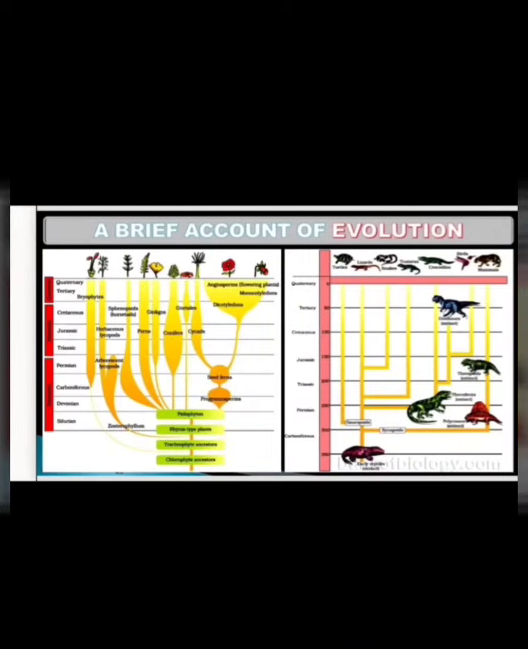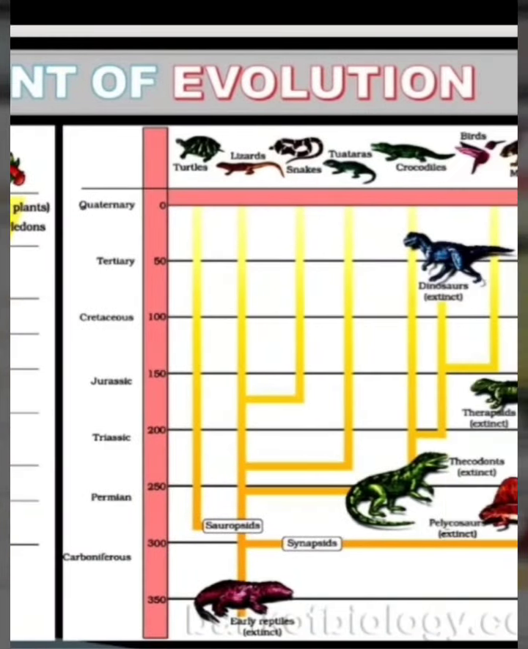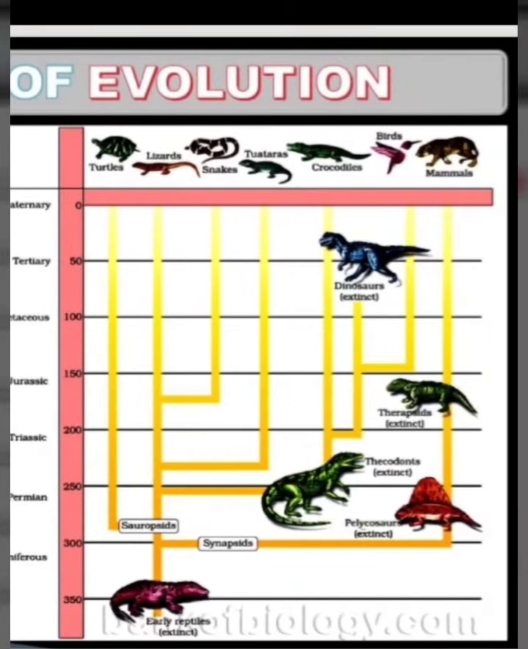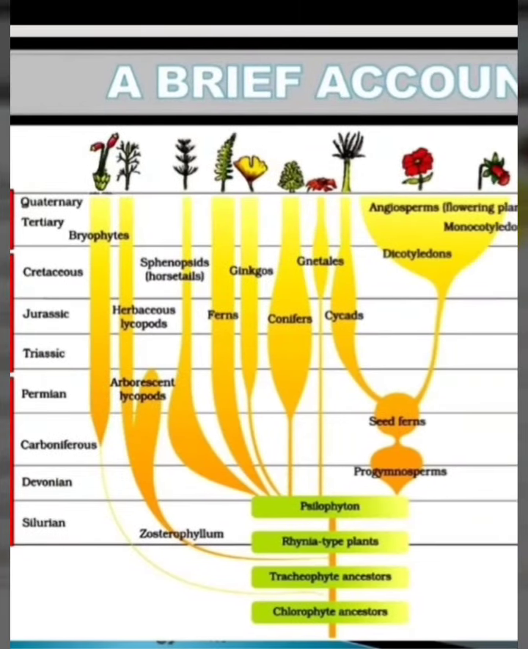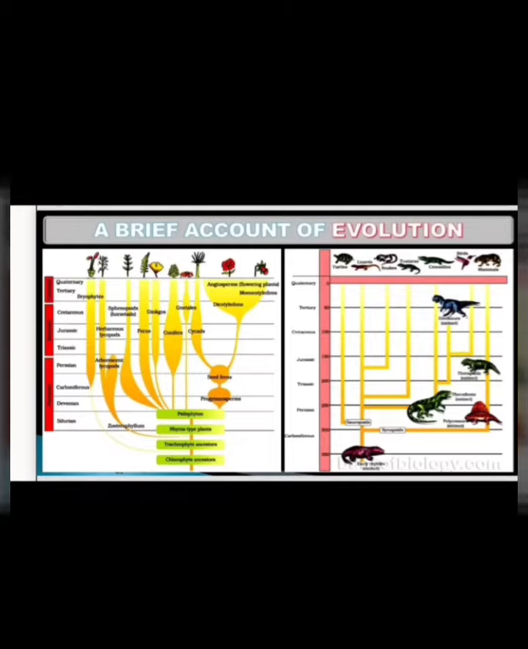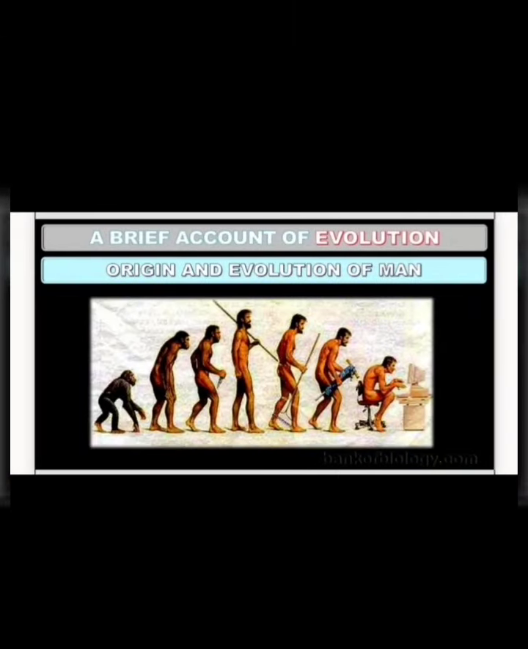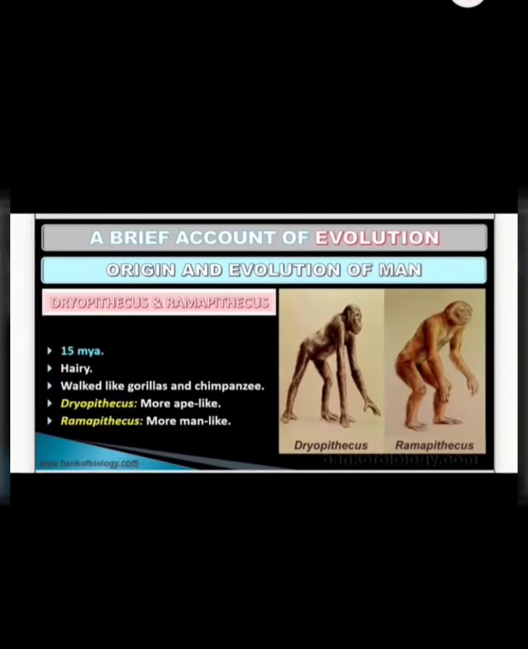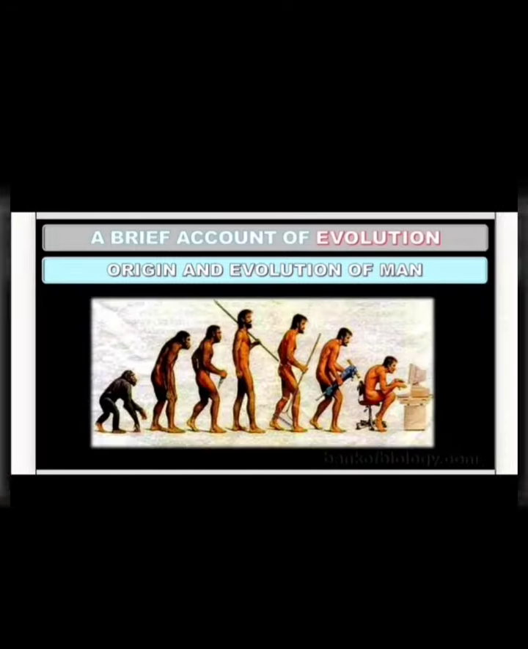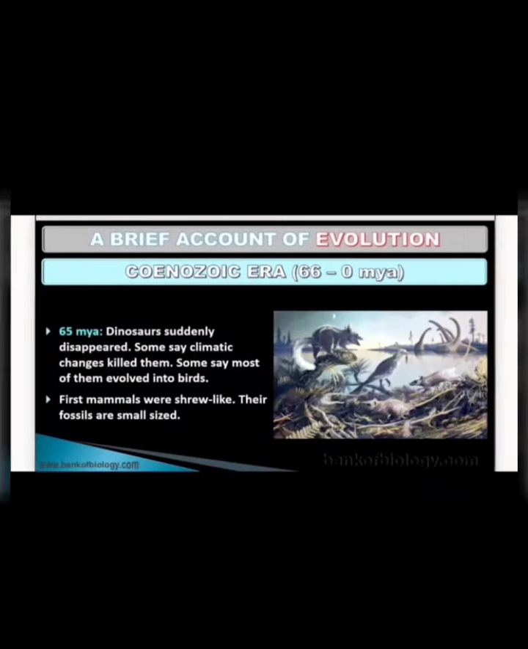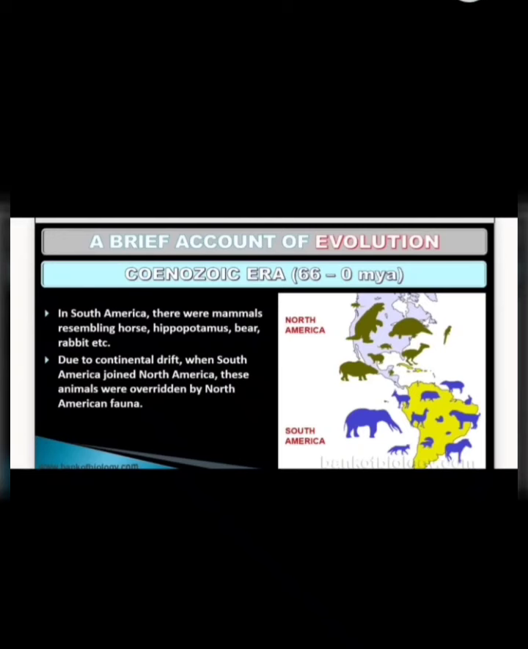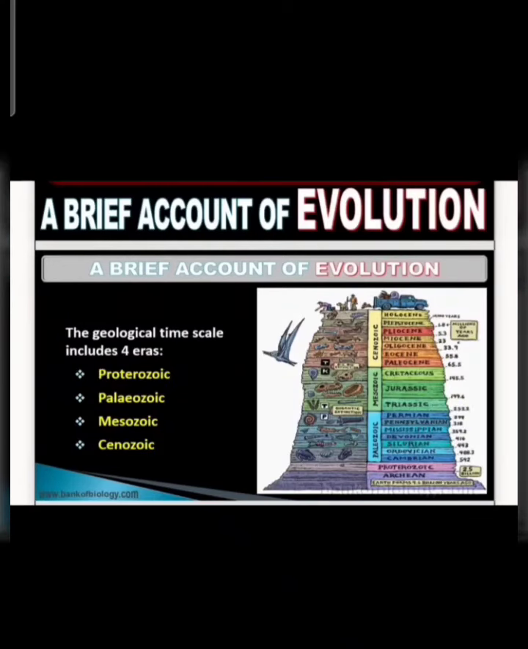So you can see which kinds of animals were present in Jurassic time and Cretaceous time, what kind of birds and plants were there, so you can just go through. So now we'll study the origin and evolution of man. So this was all about the different periods. Okay, it was all about the brief account of evolution based on the geological time scale.